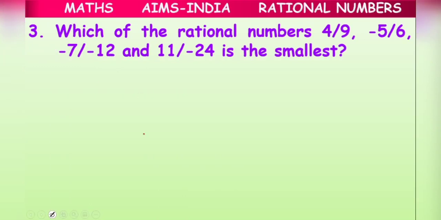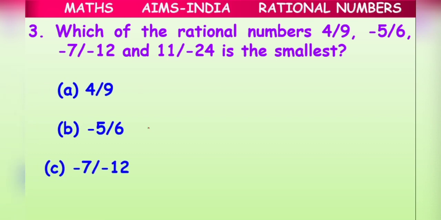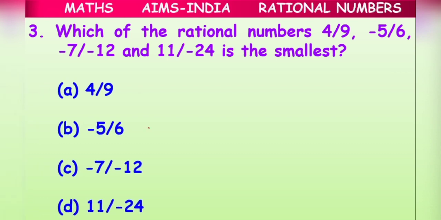Which of the following rational numbers is smallest? 4 by 9, minus 5 by 6, minus 7 by minus 12, 11 by minus 24. Which one of these is smaller? Actually, if you use logic, the negative rational number will be the smaller. Here 4 by 9 is a positive rational number.